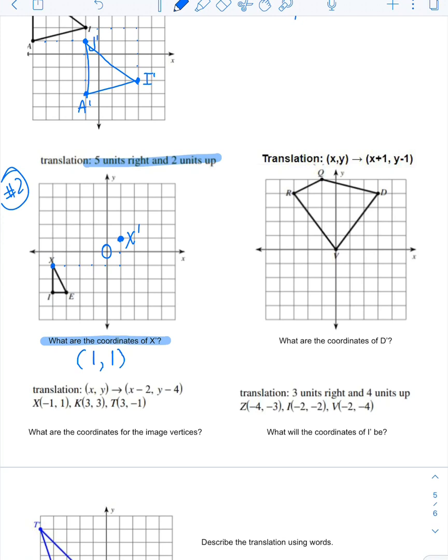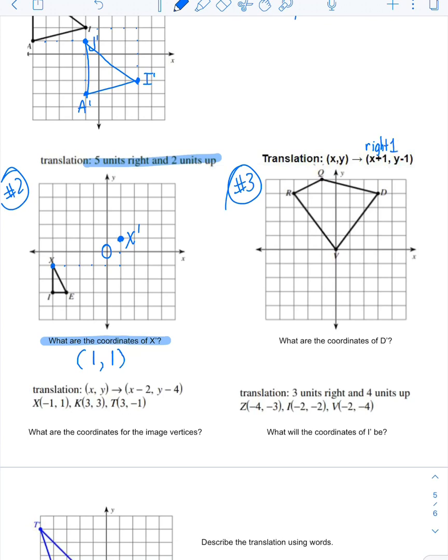Let's try another one. So let's look at example 3. In example 3, they're nice. They give us the rule, but I've got to interpret that rule. So remember, for x, to the right is positive, so this means go right 1.